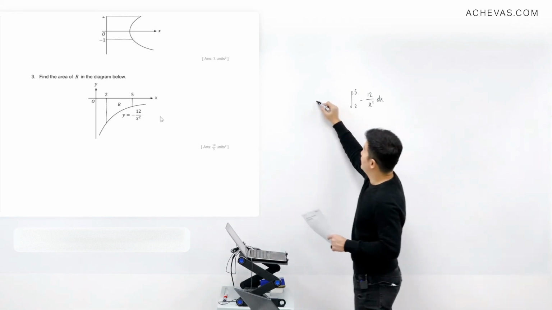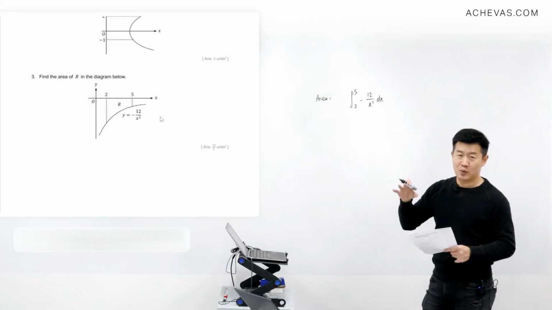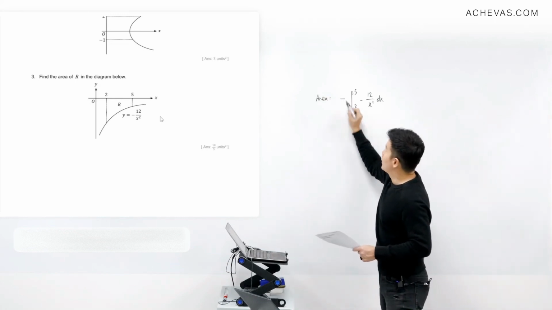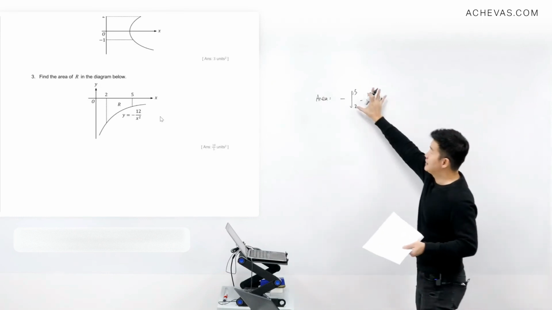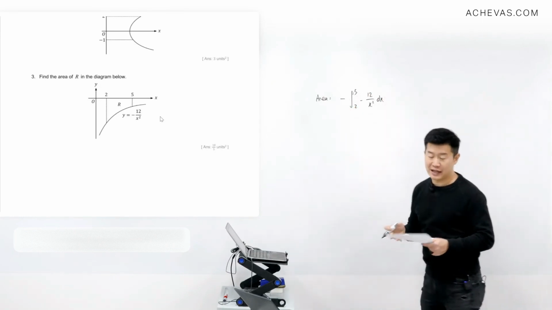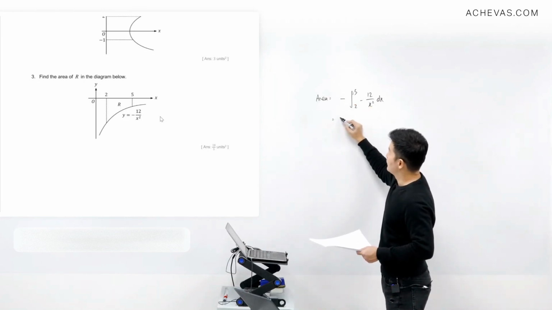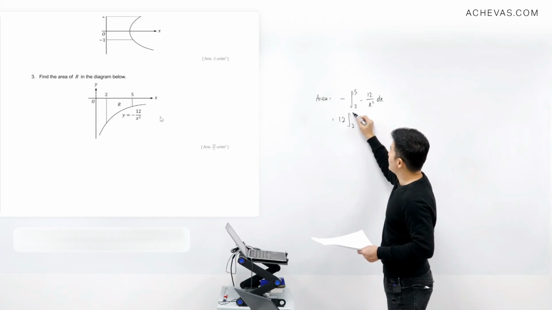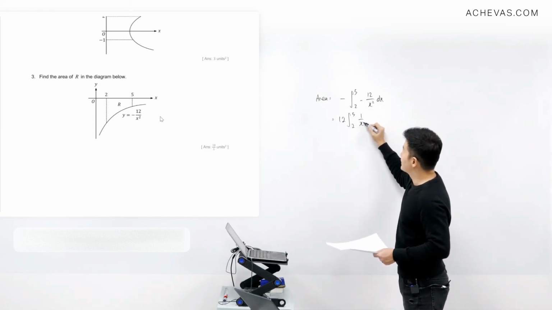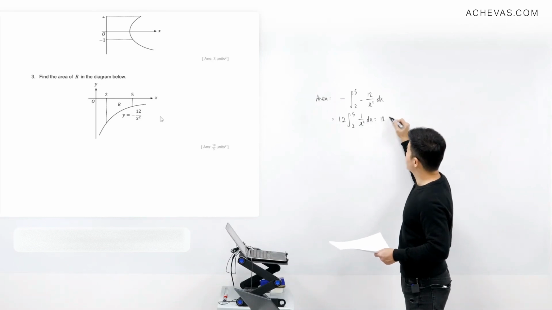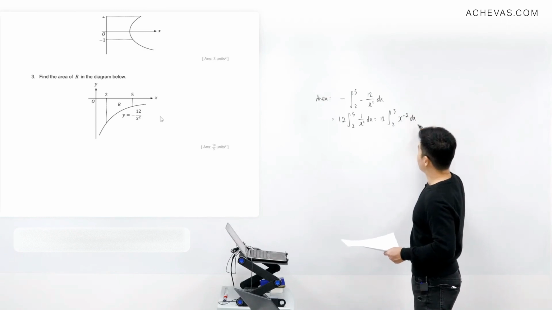So for the area of this particular region, we are still going to be making use of integration, but like what we have previously discussed, we need to convert this into a positive number to represent area. So because this is negative, I need to add in this extra negative in front. So I'm going to factorize out minus 12, which will give me a positive 12, which means that we will be integrating 1 over x squared. And for 1 over x squared, I'm going to just further re-express this as x to the power of minus 2.